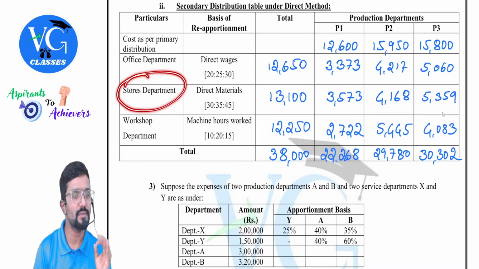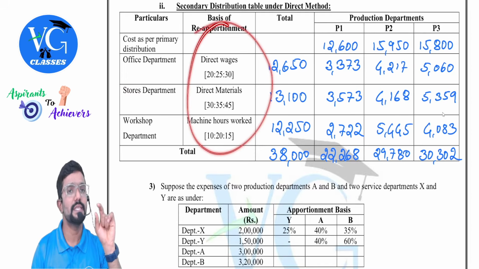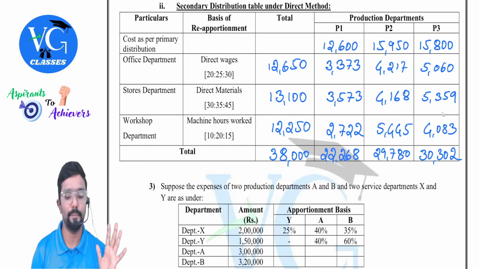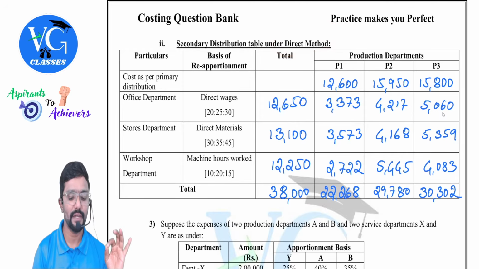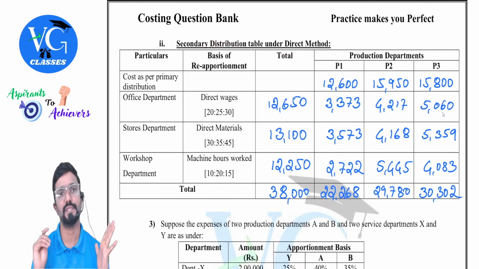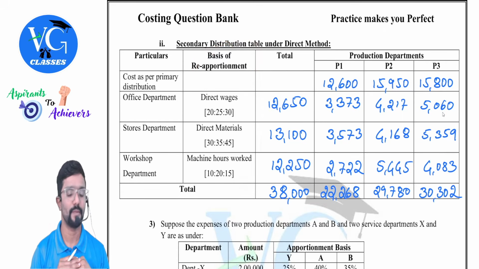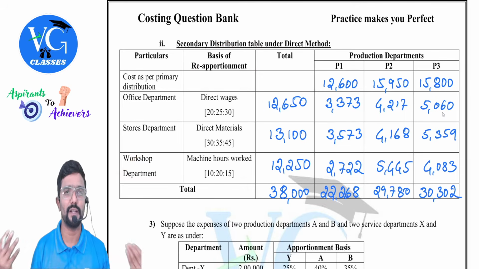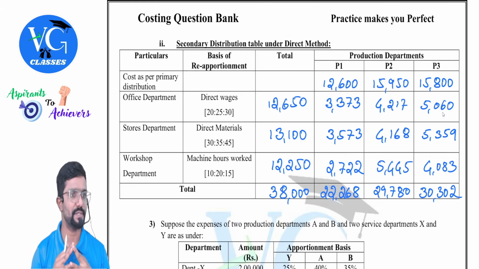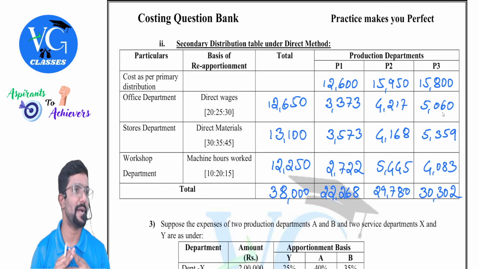Simple. First try to analyze what this service department does, and then accordingly choose the basis. This is under secondary distribution under the direct method. Under the direct method, you are the one who is supposed to choose the basis. If you are lucky, sometimes in the question they may give the basis also. And workshop, what do they do? Maybe whenever a machine needs repair, they repair the machines. So we are taking machine hours as a basis, and we will reapportion the workshop department cost to the production departments.